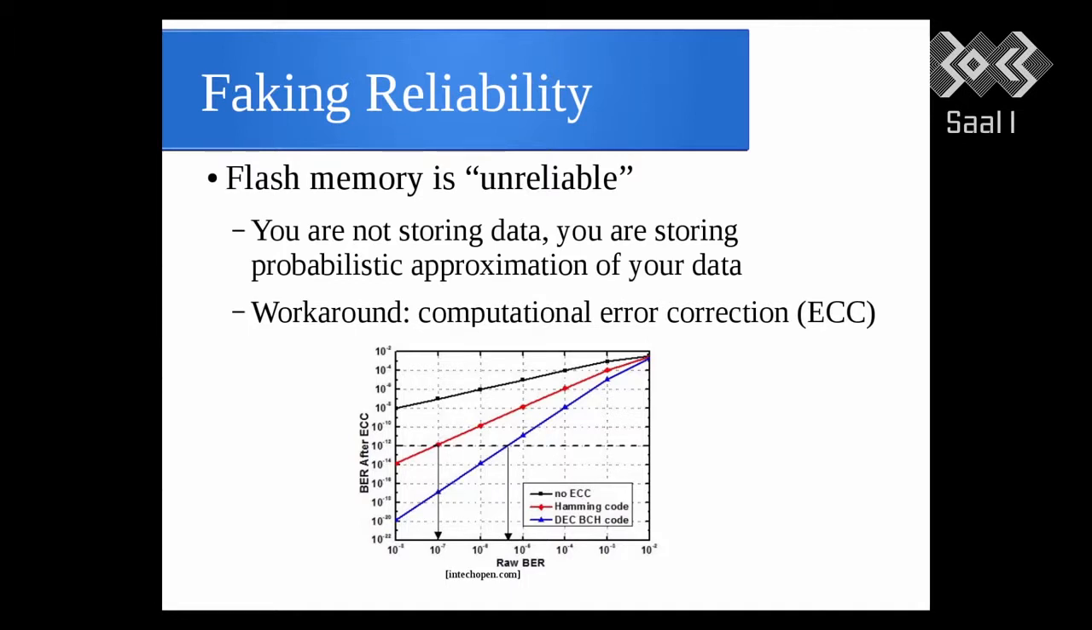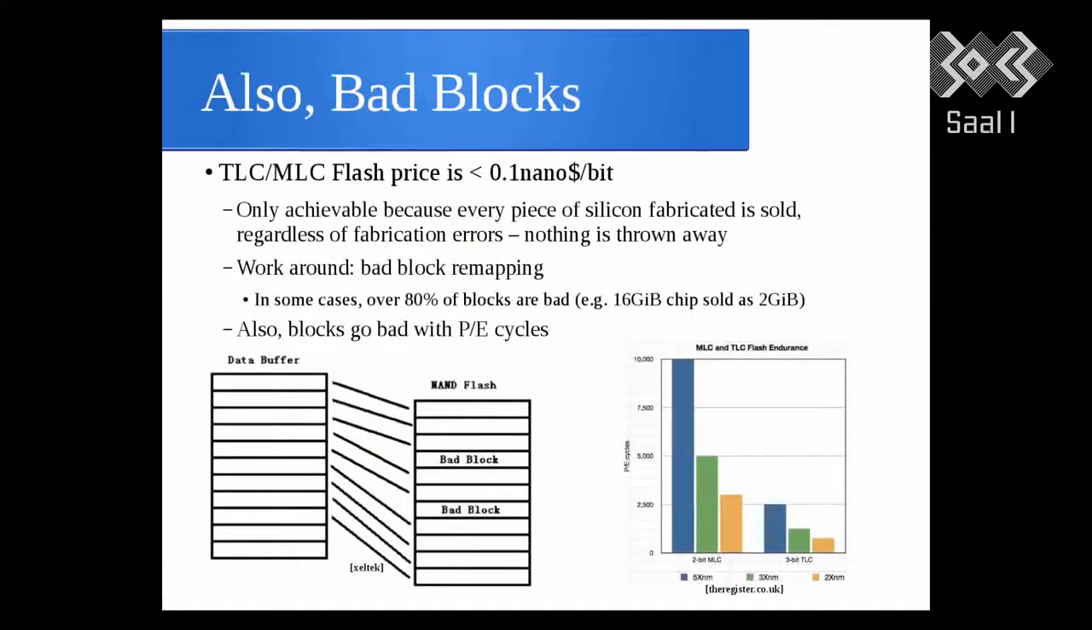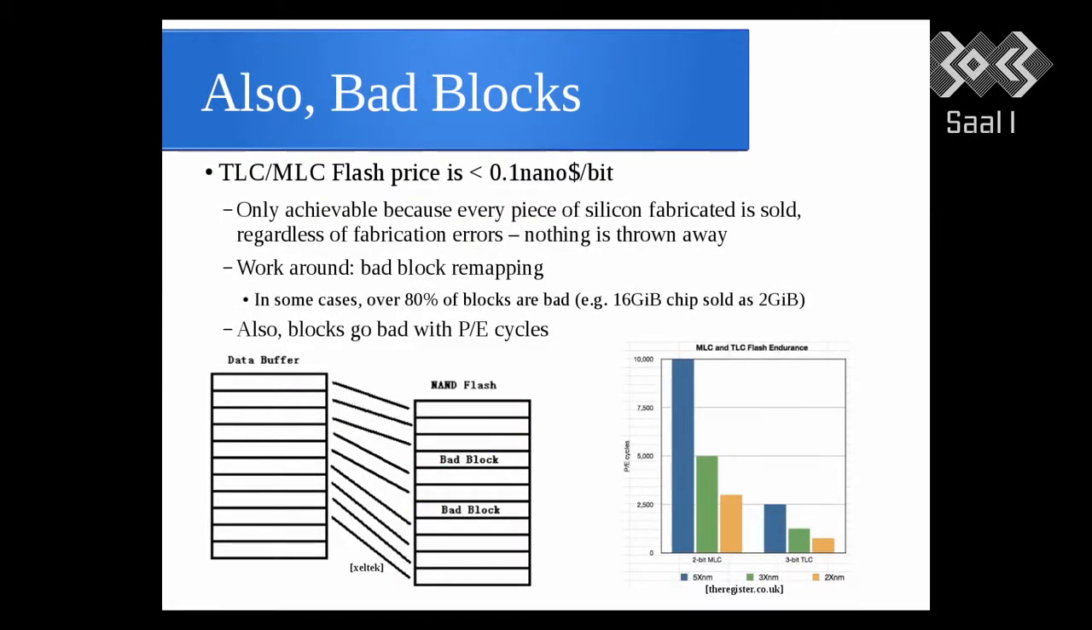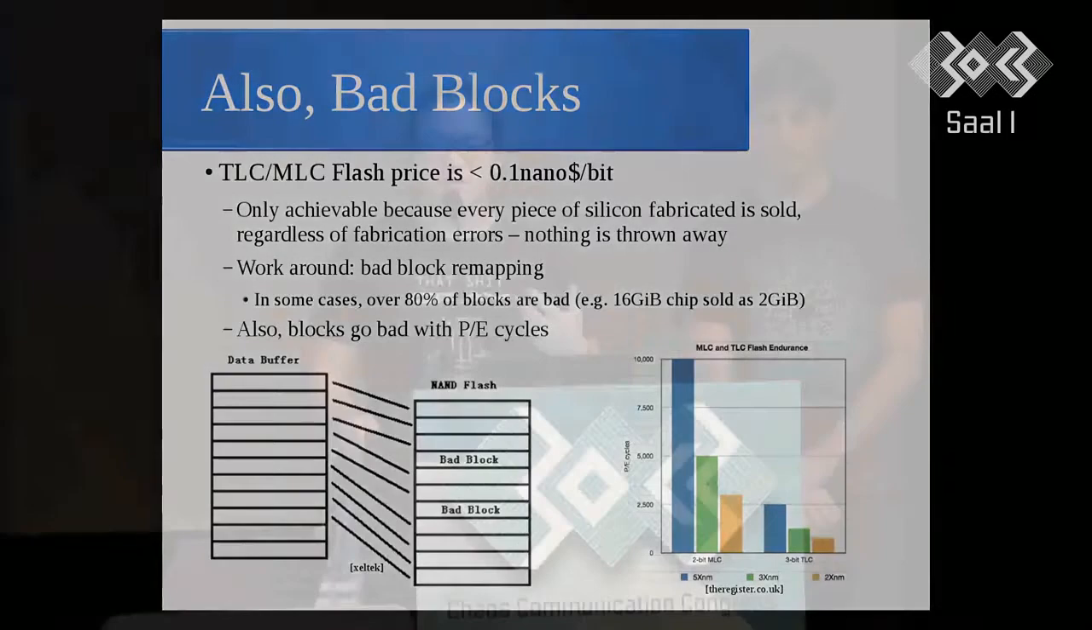For example, ECC. So your bit error rate may be absolutely terrible, but they're using very sophisticated high density codes to try to correct block errors and bit errors and so forth. And also, you have lots and lots of bad blocks. Flash memory is really cheap now. It's 0.1 nanodollars per bit, approximately, right? And so things have come a long way since back in the day.